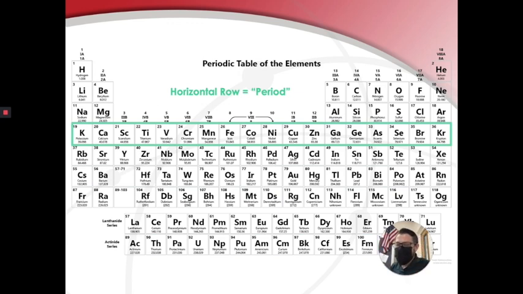So number 19 is potassium. That is the atom, the element that has 19 protons in its nucleus. Number 20 is calcium. That has 20 protons. 21 is scandium. That has 21 protons, and so on. So all the elements in one row going across, these are increasing number of protons.